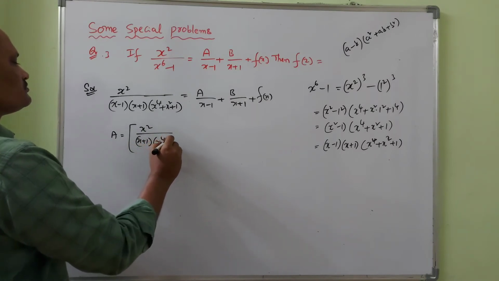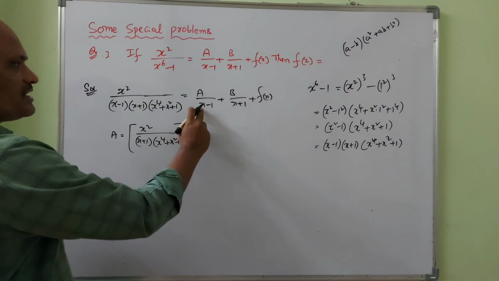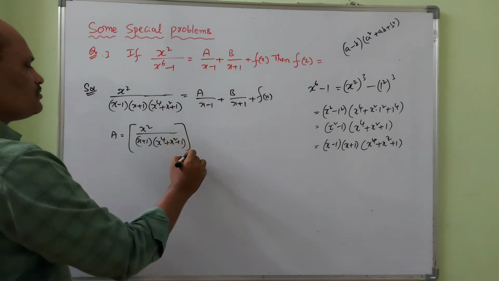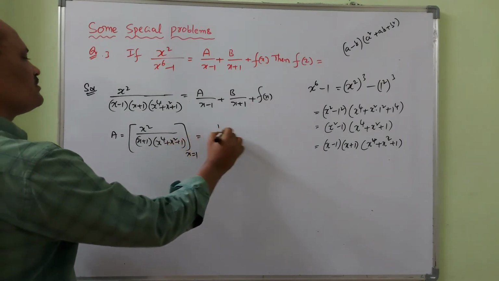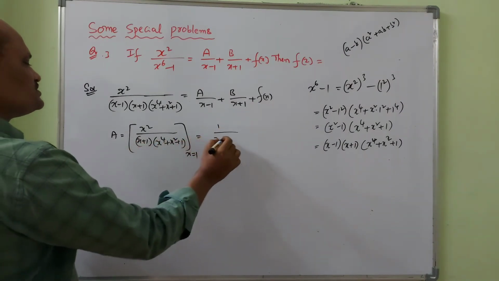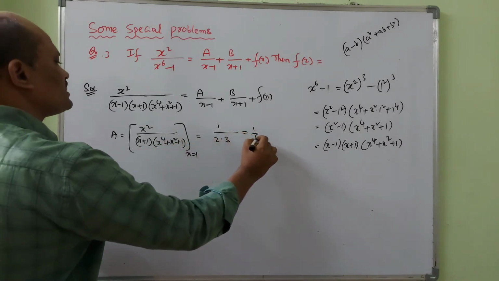After that, to make this 0, you have to write x equal to 1. So put x equal to 1 here, you will get a. What do you get? 1 by 1 plus 1 is 2. 1 plus 1 plus 1 is 3. So 1 by 6 you will get.